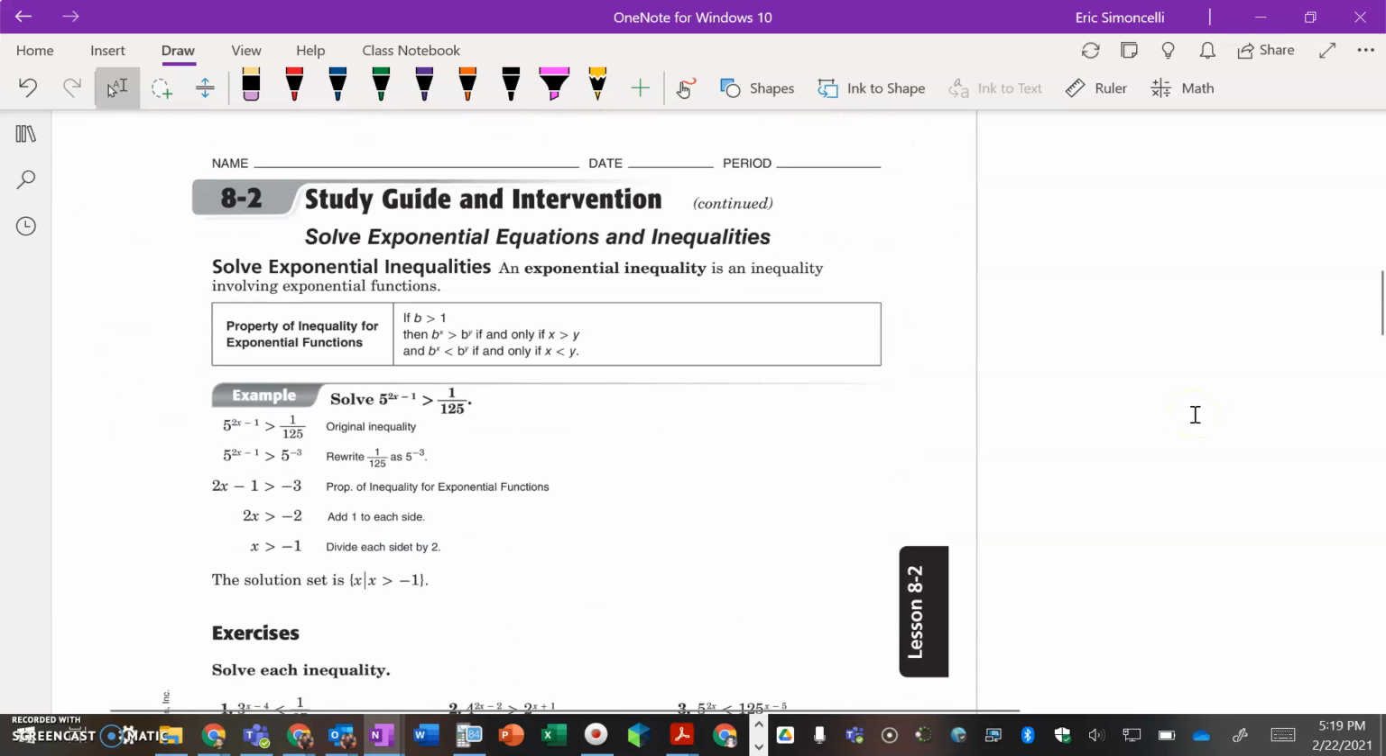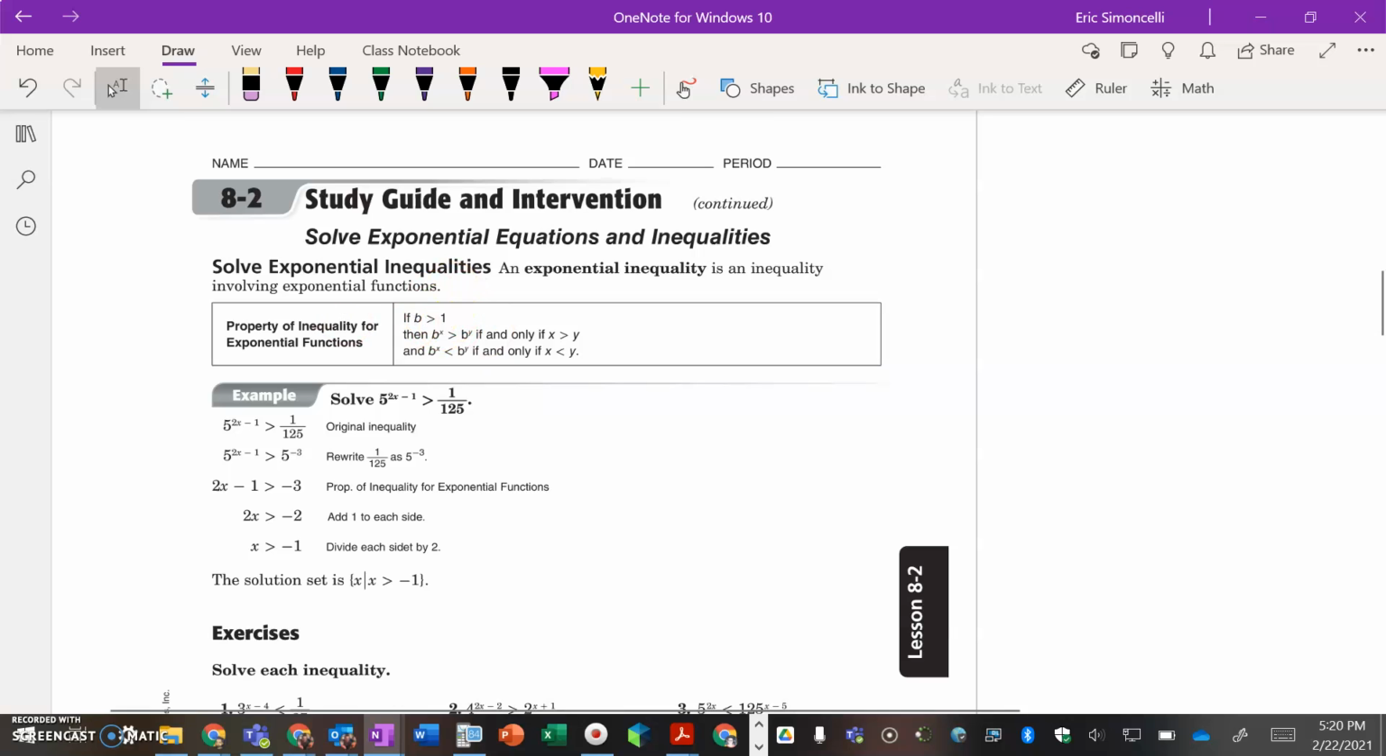On the next page, we're going to go ahead and solve exponential equations and inequalities continued, more specifically inequalities. An exponential inequality is an inequality involving exponential functions. Property of inequality for exponential functions: if b is greater than 1, then b to the x is greater than b to the y if and only if x is greater than y. And b to the x is less than b to the y if and only if x is less than y. If you look at the inequalities, they actually match up quite nicely. Greater than, and then here, less than. And again, b must be greater than 1 to start.